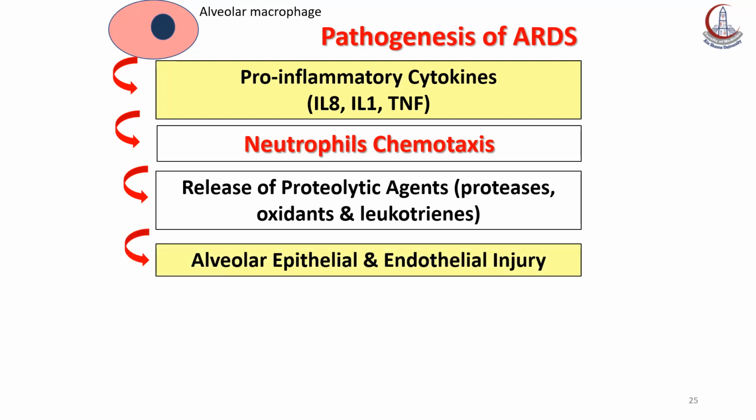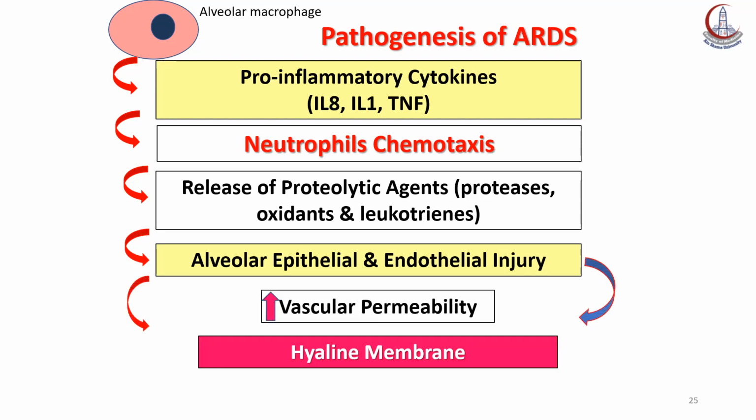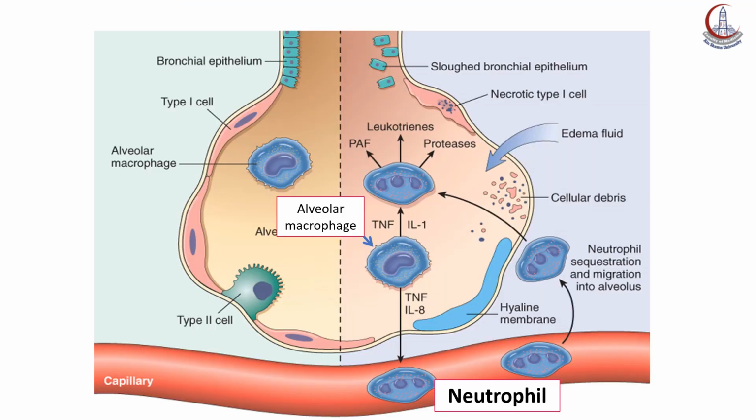These proteolytic agents lead to alveolar epithelial and endothelial injury with increased vascular permeability and formation of hyaline membrane. This photo shows the pathogenesis of acute respiratory distress syndrome, starting from the alveolar macrophages, which secrete pro-inflammatory cytokines.